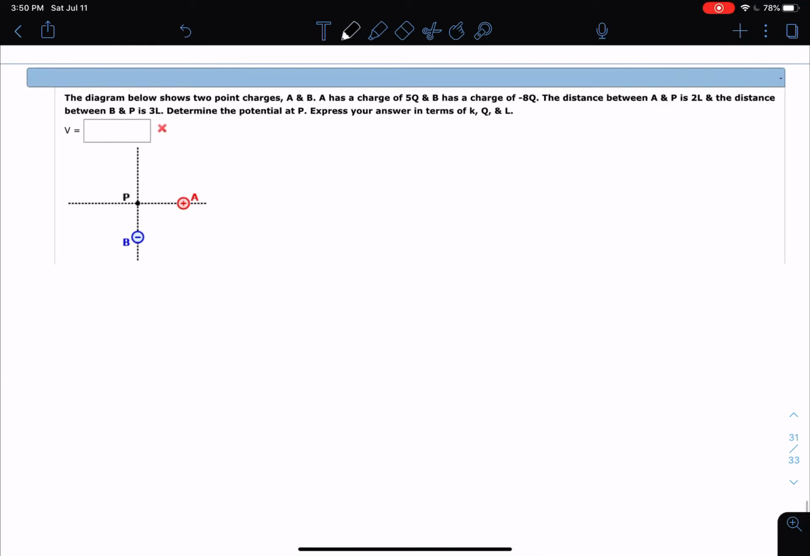So what this is asking us to do is to find the net potential at point P. And the net potential is just the sum of all the potentials that are created by all the charges in the universe. In this case, we only have two. So we're just dealing with these two charges, and they are each creating a potential at point P. So what does that look like? It looks like this.